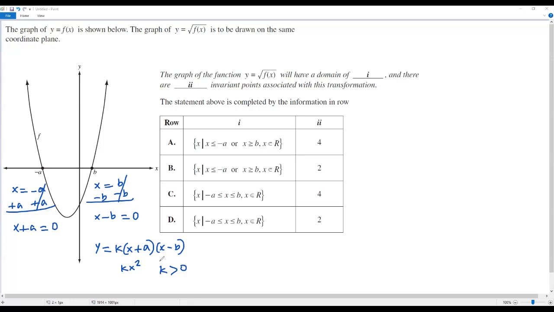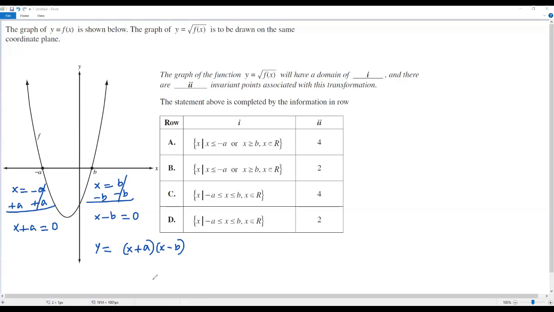So we can assume any positive value for k. Okay, now let me assume a positive 1 for k. That will be easier for me to proceed with the problem further. So we must have a positive value over here, so I assume positive 1. So 1 times everything will still be the same thing. So the quadratic function which represents the parabola over here is y equals x plus a times x minus b. That is, for f of x, we have x plus a times x minus b.